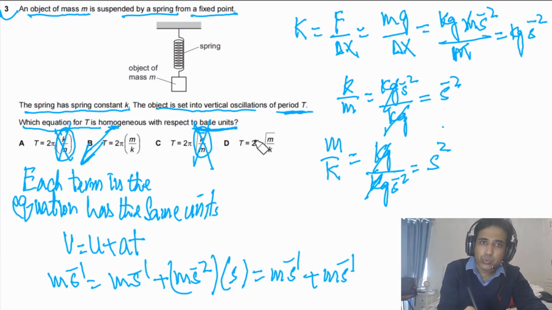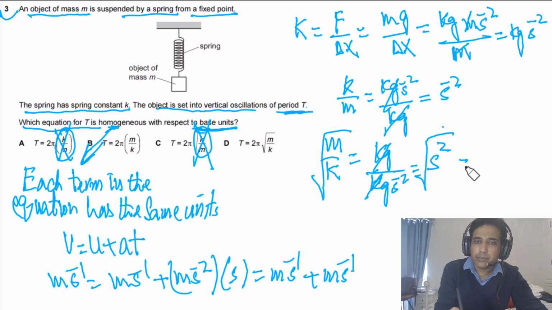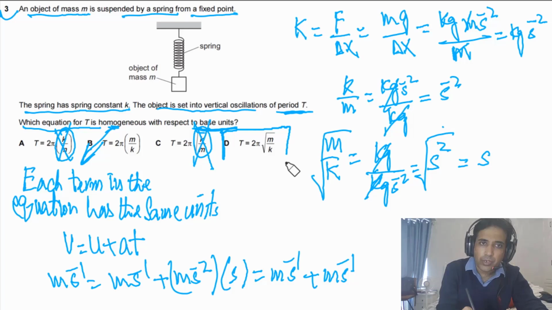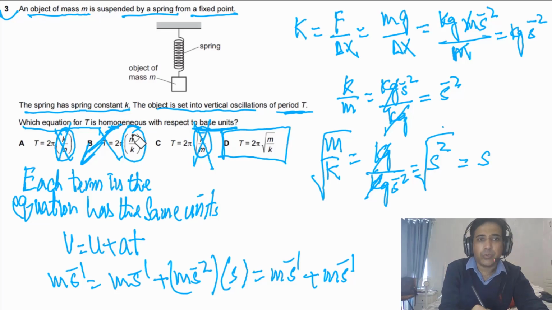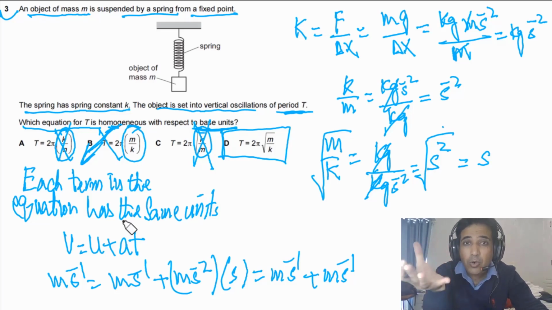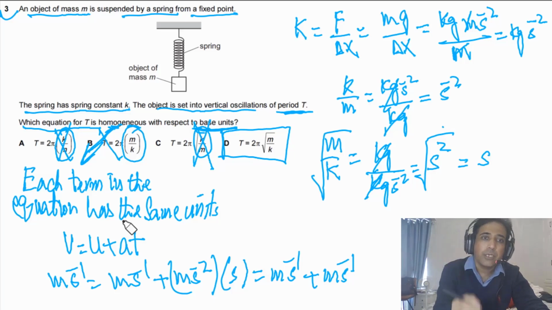So we need root of this one. If we have root of this, our answer will be equal to second. So it means this is right answer. This is also not possible because it has no square root. And 2 pi is a constant. It has no units. So the answer for this question has to be D.